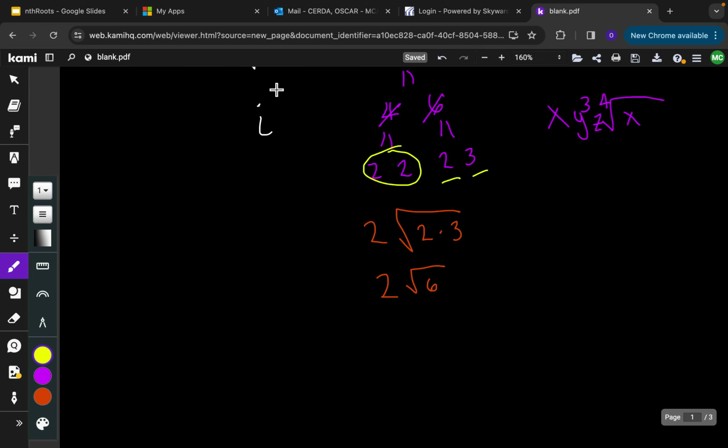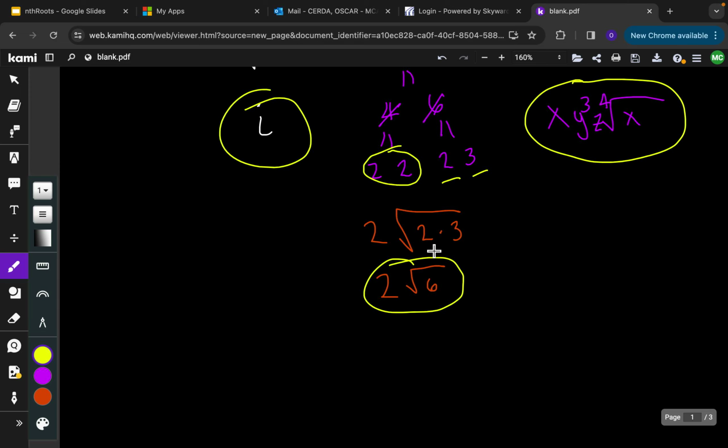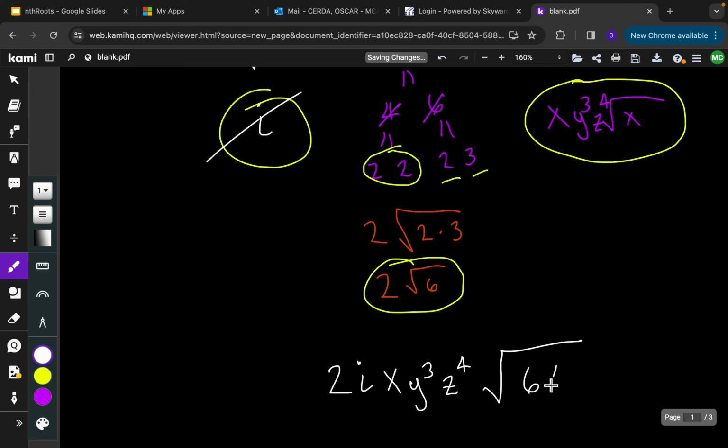So my final step here, I need to combine this and this. But sir, how do we do this? Very simple. Again, whatever's outside stays outside. Whatever's inside stays inside. So start with a number, 2. I'm going to bring i. There's 2i. We took care of that one already. So now we can go ahead and start whatever's outside over here, which is x, y to the 3rd power, z to the 4th power, square root. I'm going to put the 6 because that's inside, and so is this x inside. Put it together. This is your final answer for this.